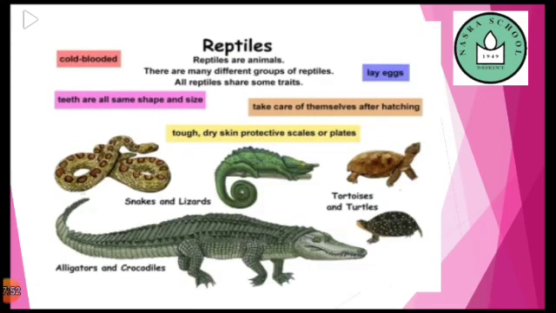Okay, then we have reptiles. So reptiles are animals that are cold-blooded. They lay eggs. They have teeth and are of same shape and size. They have tough, dry, protective scales or plates. They take care of themselves after hatching. The examples of reptiles could be snakes and lizards, tortoises and turtles, alligators and crocodiles, etc.